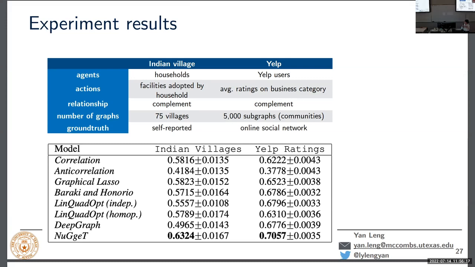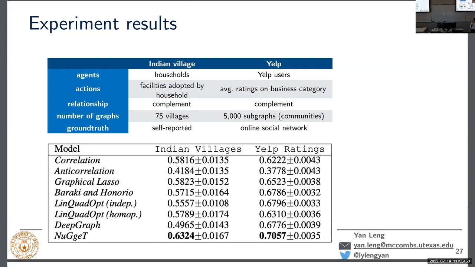In the second example, Yelp, we have Yelp users as the agents, and for the actions, those are the average ratings for different business categories. We reduce the number of actions that we observe also because the data is quite sparse, so we aggregate for different business categories. Similarly, we think this is a complement relationship, so we would observe similar behavior for neighbors. The input to our data is 5,000 subgraphs. We can think about it as communities. And the ground truth here is the online social network.